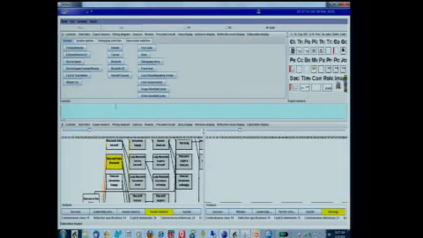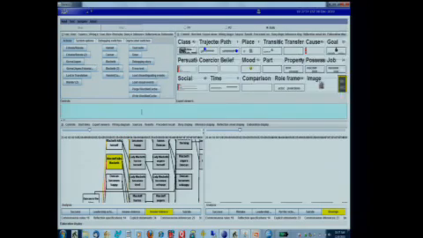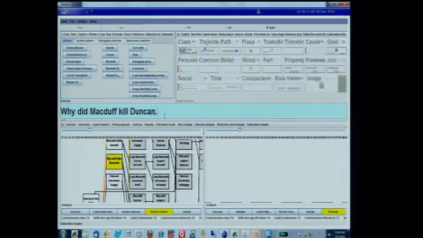For example, you can ask questions. So let me arrange to ask. By the way, this is a live demonstration. I'm thrilled to pieces that it actually worked so far. Let's see. Why did Macduff kill Duncan? You all know why, right? Duncan. Yeah, you're right. He didn't actually do that.